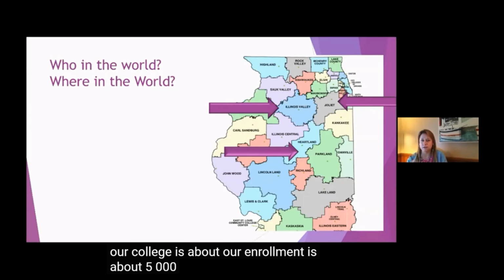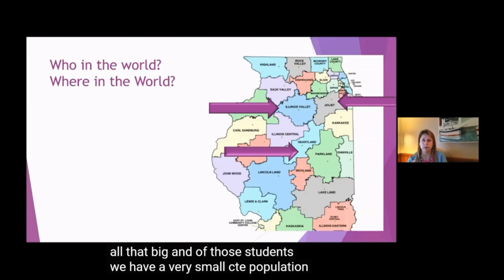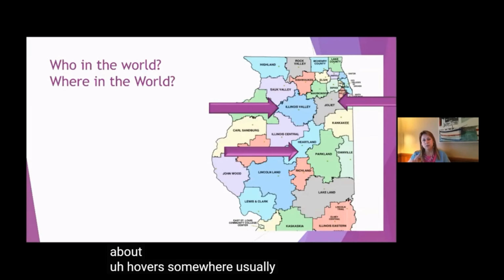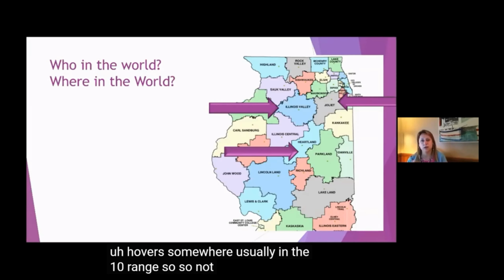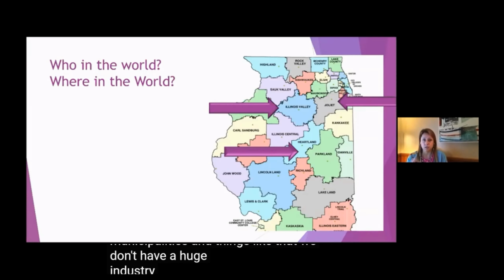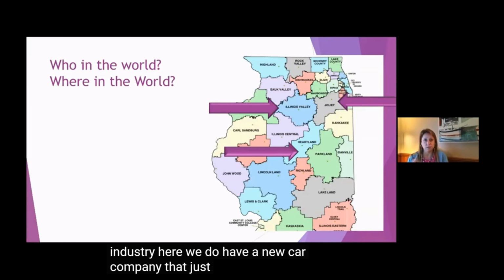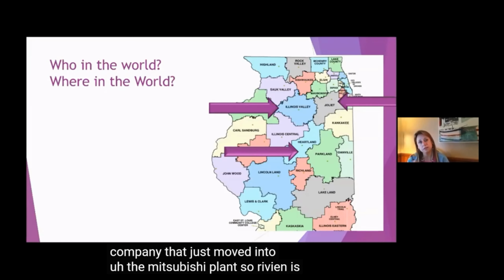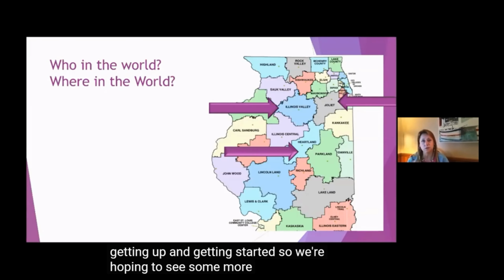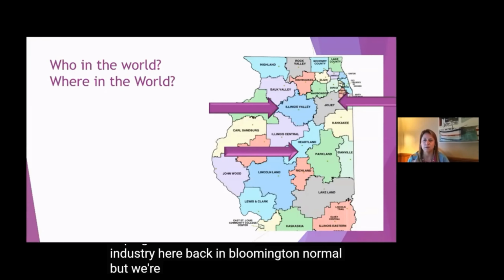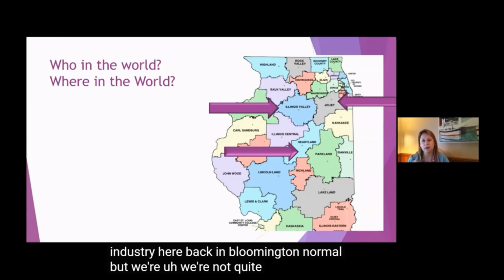Our enrollment is about 5,000 students, so we're not all that big. And of those students, we have a very small CTE population that usually hovers in the 10% range. So not a huge CTE following. We're hoping to really increase that in our area. Like I said, major employers are really education, insurance, and city municipalities and things like that. We don't have a huge industry here. We do have a new car company that just moved into the Mitsubishi plant. So Rivian is getting up and getting started. So we're hoping to see some more industry here in Bloomington-Normal, but we're not quite there yet. So that's the makeup of our school.